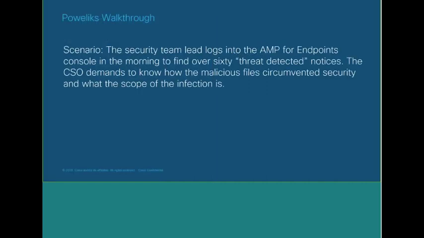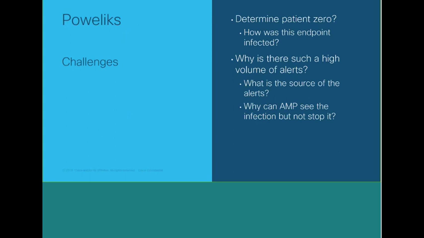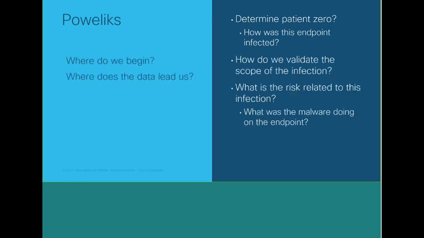So one day, you and your team log into the AMP for Endpoints console in the morning, and there are 60 threat detected notices. Somehow the CSO finds out about this and demands to know, how did all these malicious files circumvent security, and what is the scope of this infection? Are we owned from coast to coast, or is it just one box getting repeatedly infected? What is going on? We need to quickly determine patient zero. How was this first endpoint infected? And why are there so many alerts? Is this thing spreading wildly all of a sudden? And why can AMP see this infection and tell us about it, but not stop it?